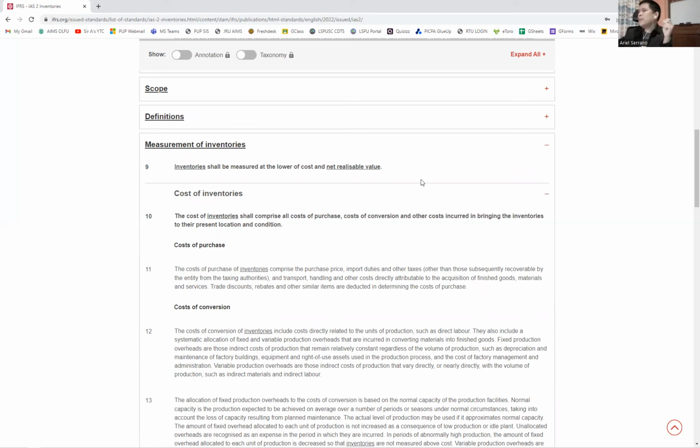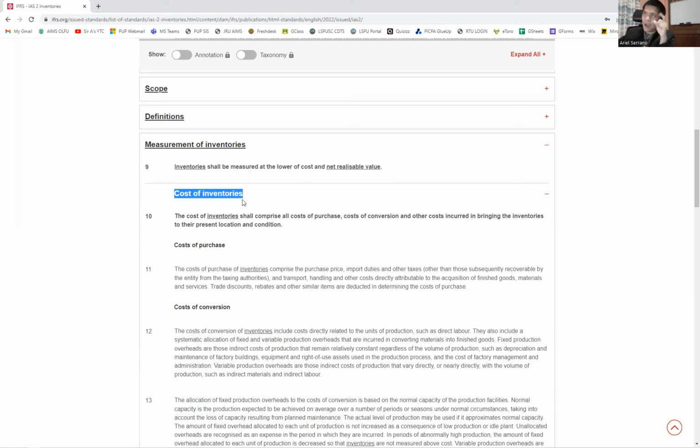Subsequently, we will measure the inventories at the lower of cost and net realizable value. O kaya nga mga kapatid, in-explain or define natin kung ano yung net realizable value, because for subsequent measurement of inventories, we will have to consider what is the lower between the cost and net realizable value. Okay? Now, when we are referring to the cost, how do we measure the cost?